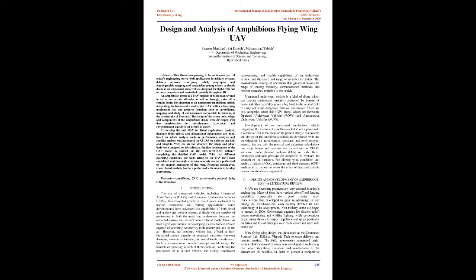Development of an unmanned amphibious vehicle integrating the features of a multi-rotor UAV with a submerging mechanism that can perform functions such as surveillance, mapping and study of environments inaccessible to humans, is the present aim of the study. The design of the drone body, wings, and components of the amphibious drone were developed with due consideration for aerodynamic, structural, and environmental aspects in air as well as water.